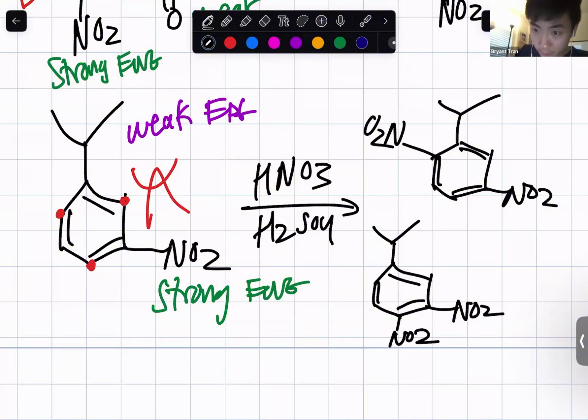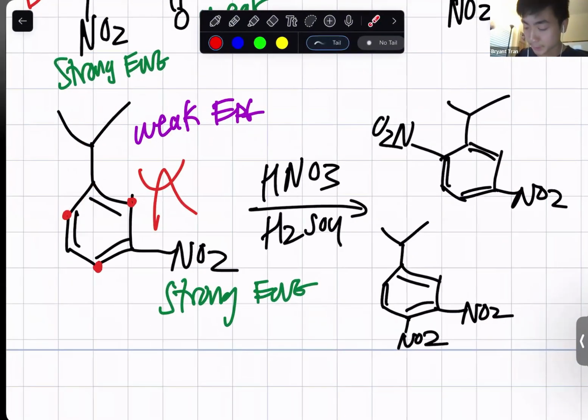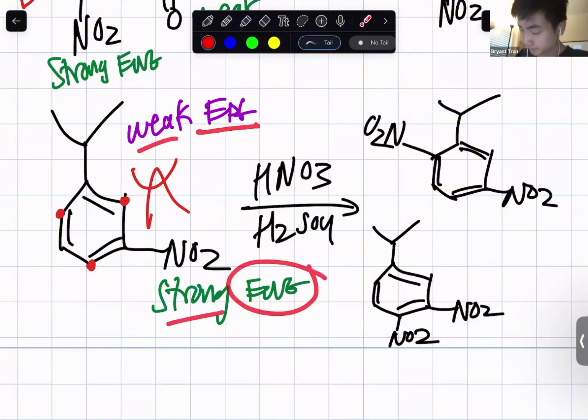How would I know when a weak EDG would take priority over a strong EWG? Yeah, so we know a weak EDG would take priority over a strong EWG because in the mechanism, benzenes are the nucleophile here, right? And EDGs will donate electrons into the benzene, making it a stronger nucleophile, making it able to do its job better. But EWGs withdraw electrons, making the benzene weaker, deactivating the benzene. So all EDGs will always overpower all EWGs, no matter the strength, right?